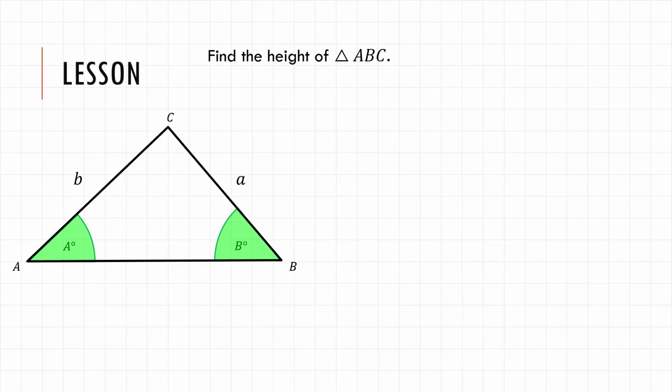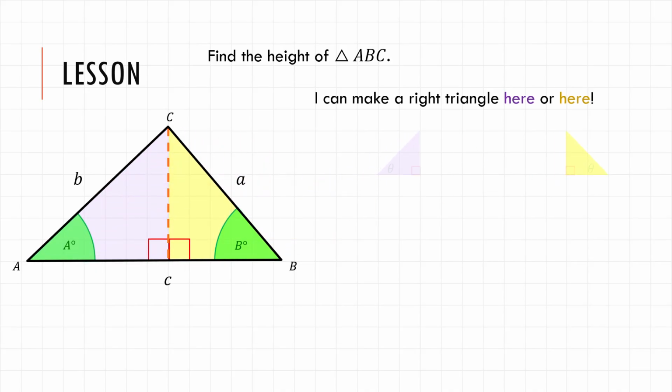Find the height of triangle ABC. Now in this question, notice that you are not given the values of the side lengths, but you're told what letters are assigned to them. So if I'm looking for the height, I can split this into two right triangles. Either of these two right triangles can be used to find the height.